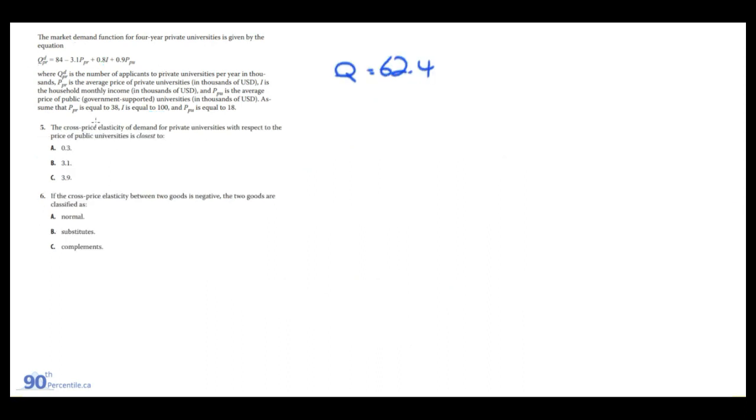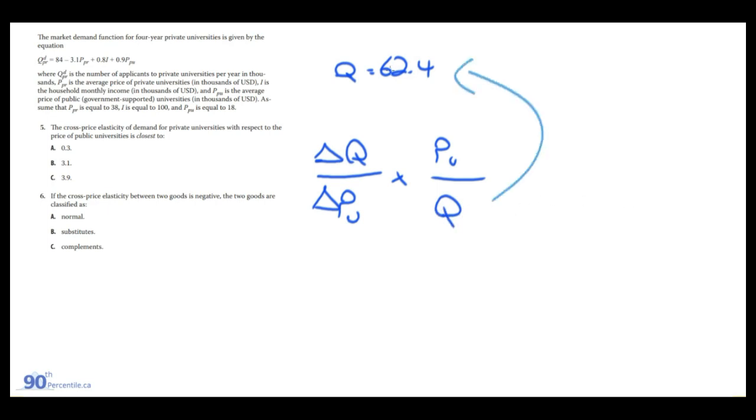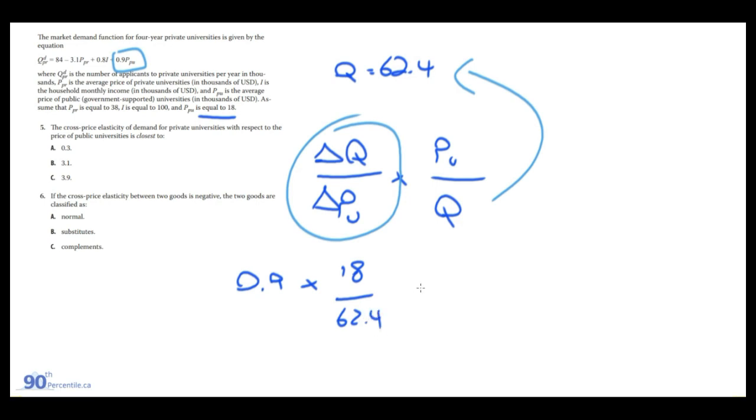Same data set here, just two more questions. Here we have to find the cross price elasticity of demand for private universities with respect to the price of public universities. Same kind of concept. Now, instead of income elasticity, we're just worried about the price of public. So the formula is still the same, change in Q over change in the price of public, times the price of public over the quantity demanded. Quantity demanded we already solved, we've seen it a couple times, is 62.4. And this term here is going to be the 0.9 from the demand function, so we can solve pretty easily. 0.9 times the price of public, 18, over 62.4, and this is 0.3. So our answer is A.